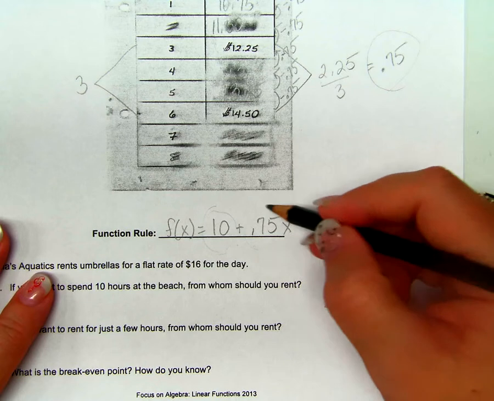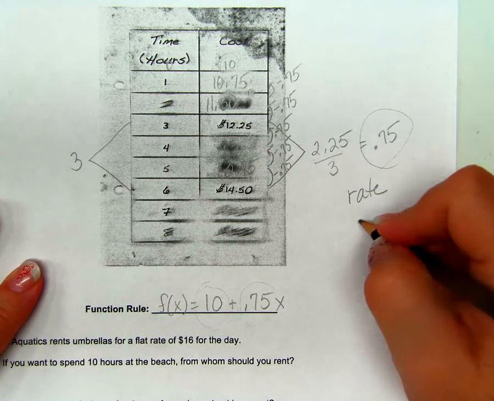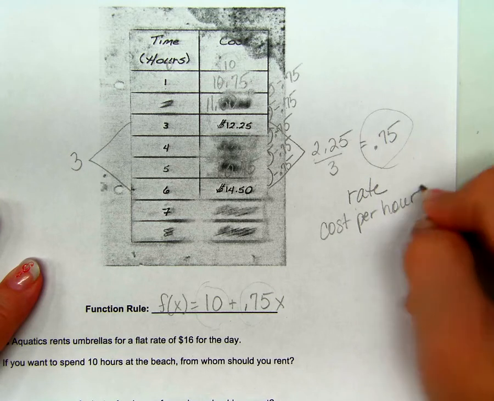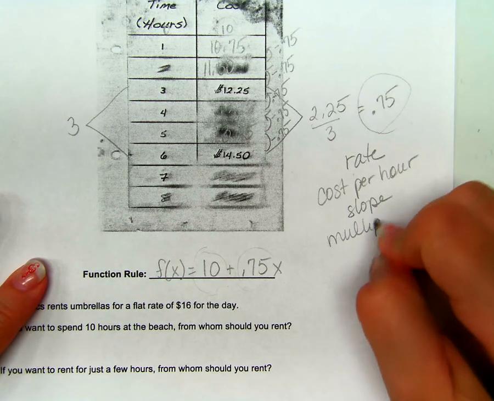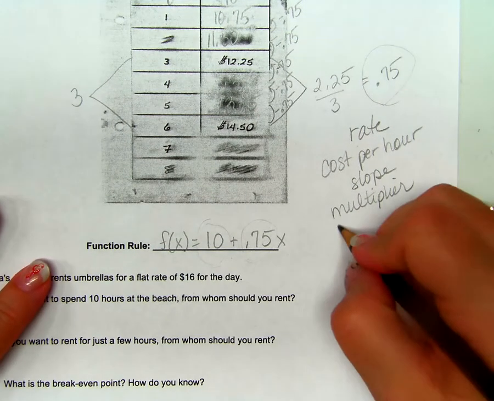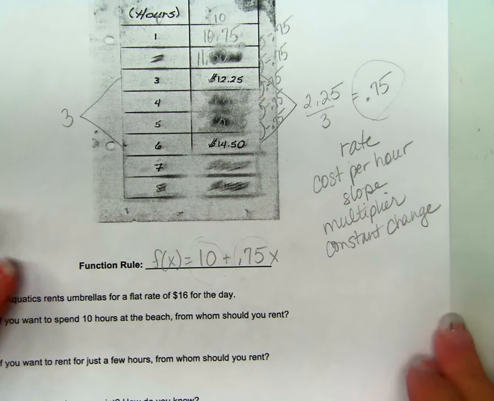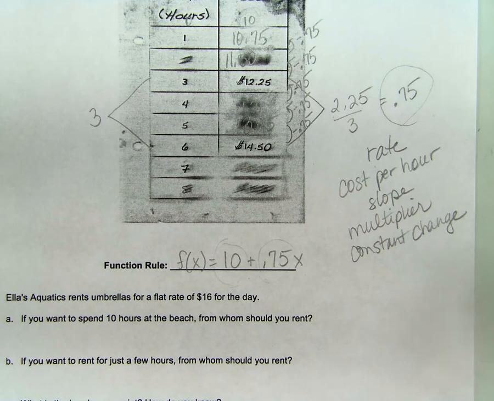Okay, so what can we call this 0.75? We can call it the rate. What else can we call it? Cost per hour. Can we call it the slope? Can we call it the multiplier? Can we call it the constant change? So a lot of the problems come on problems like this because you don't know what to call it. And guess why? Because it has so many different names. Okay? So I'm trying to bring those to the forefront so you can see all the things that it might be called. Okay?